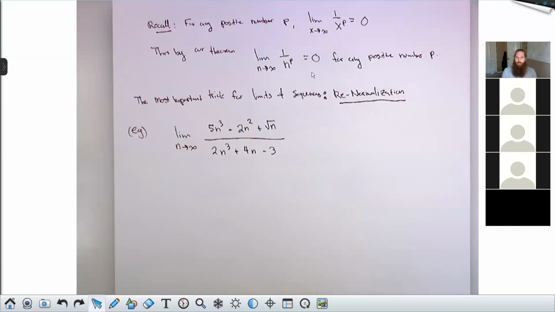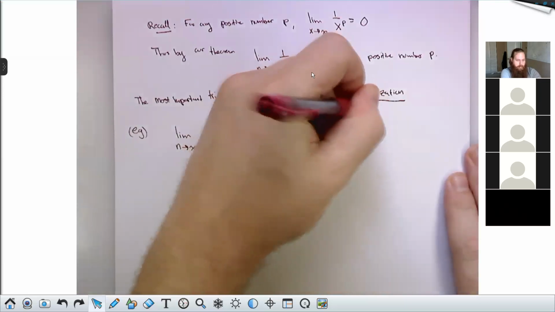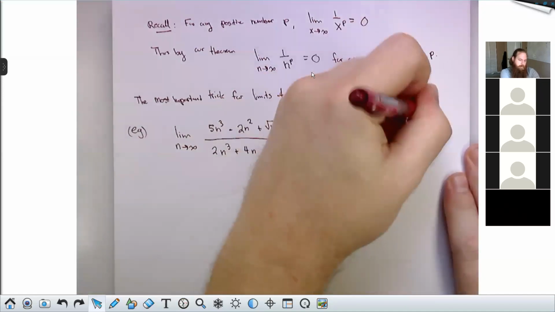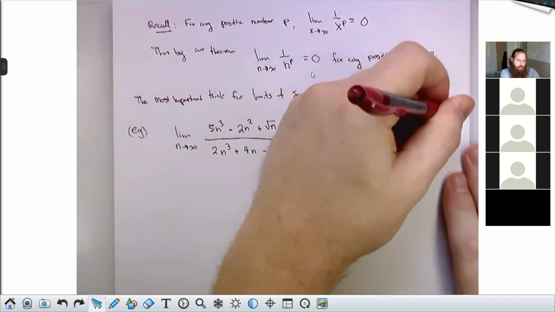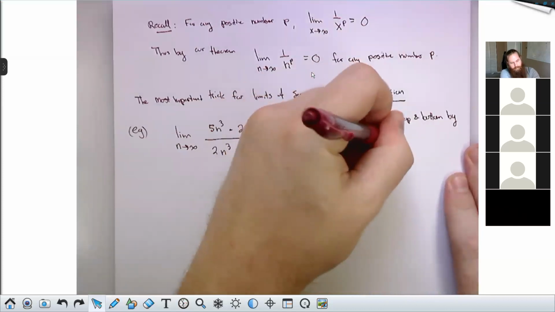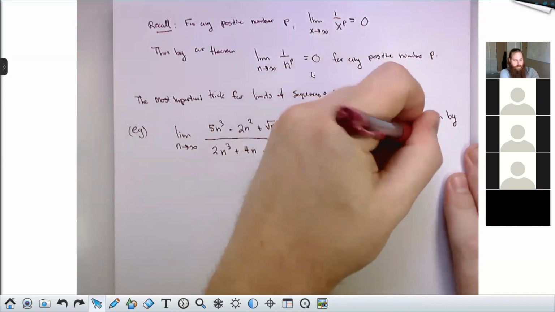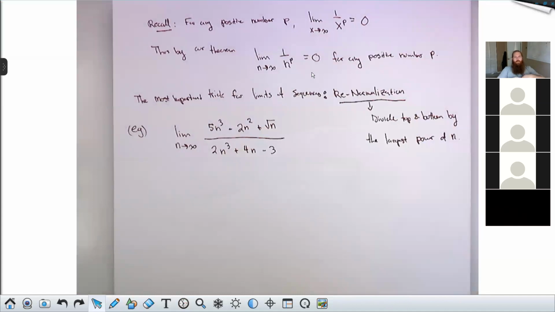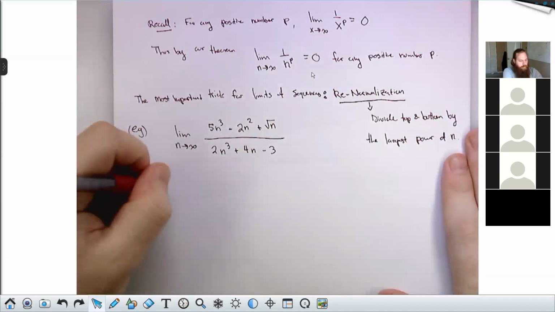You just divide top and bottom by the largest power of n. So here the largest power of n is 3. I'm looking at both the top and the bottom there. The largest power of n I see anywhere is n cubed. So I'm going to renormalize this expression by dividing top and bottom by n cubed.